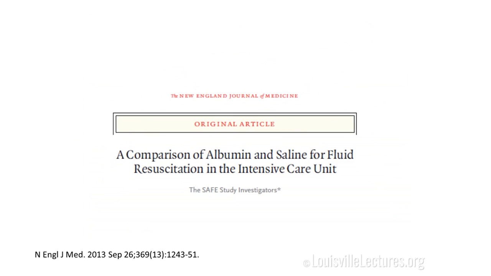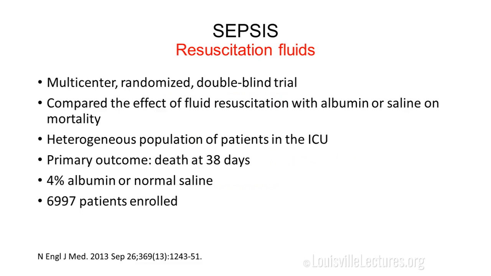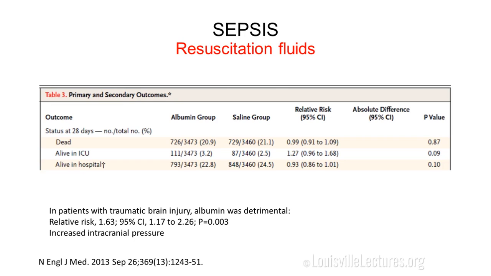So this was a study published in 2013 that compared albumin and saline for fluid resuscitation in the ICU. It was a multi-center randomized double-blind trial. And again, it compared the effect of fluid resuscitation with albumin or saline on mortality. It included a heterogeneous population of patients in the ICU, so not only sepsis. And the primary outcome was death at 28 days. And the patients received either albumin 4% or normal saline. They enrolled almost 7,000 patients, so a pretty big clinical trial.